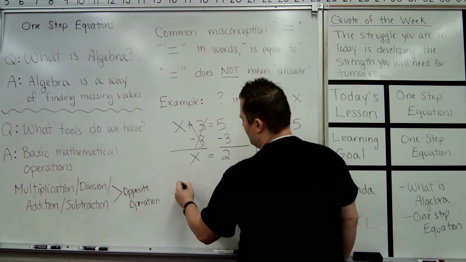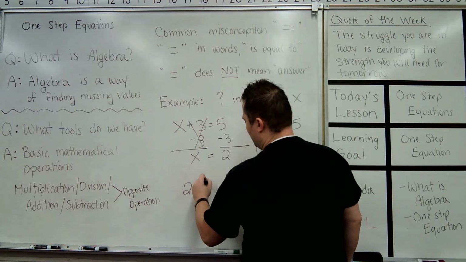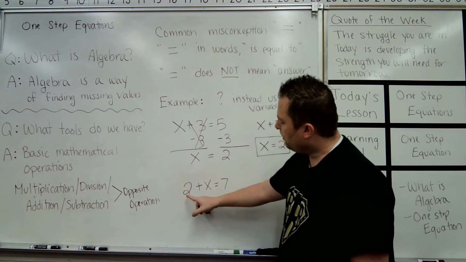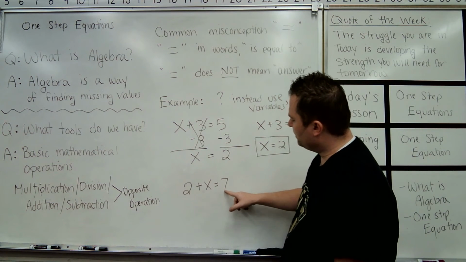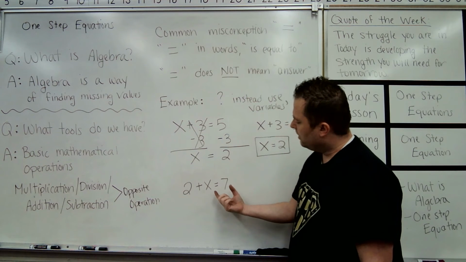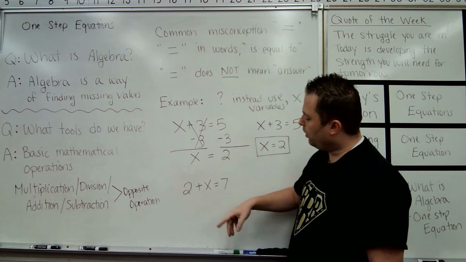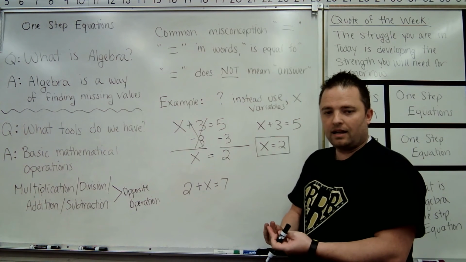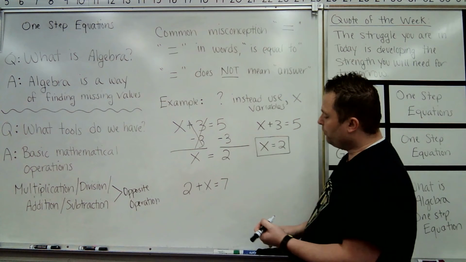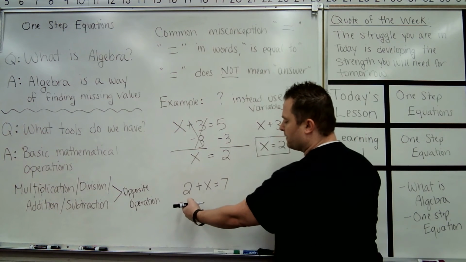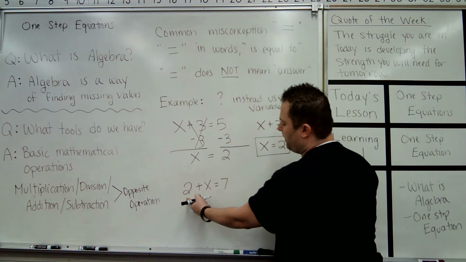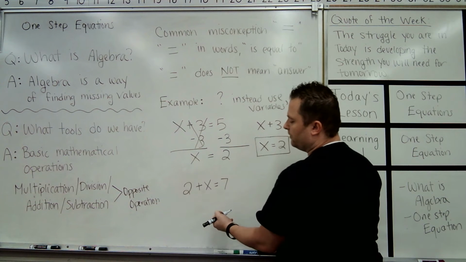Another example, 2 plus x equals 7. 2 plus some unknown number is equal to 7. Again, I want my x on one side of the equation, and I want the rest of the numbers on the opposite side. So for example, I have x on the left. I don't want the regular numbers, they're called constants. I don't want them on the left, I want this x by itself.